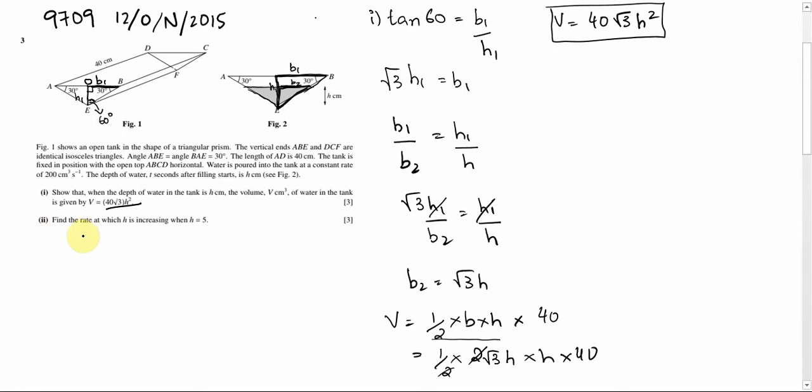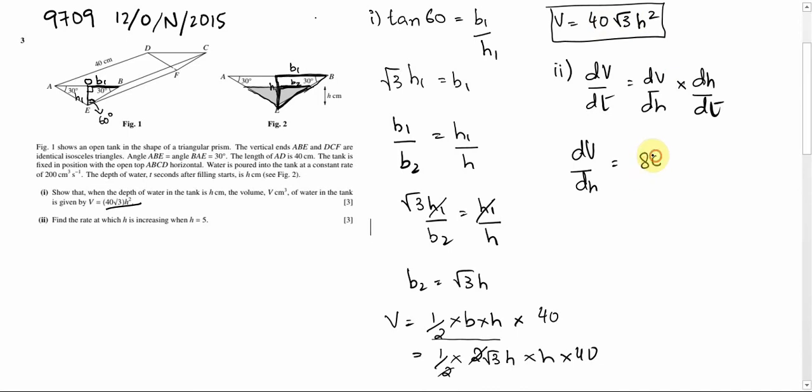Part 2 says find the rate at which h is increasing when h is 5. Here I'm going to use the chain rule. So dV by dt is equal to dV by dh into dh by dt. dh by dt is the rate of increase of h, dV by dt is the rate of increase of volume, and dV by dh is basically the differential of the equation of volume. So the differential is going to be, the 2 goes there, and it becomes 80 root 3 h.